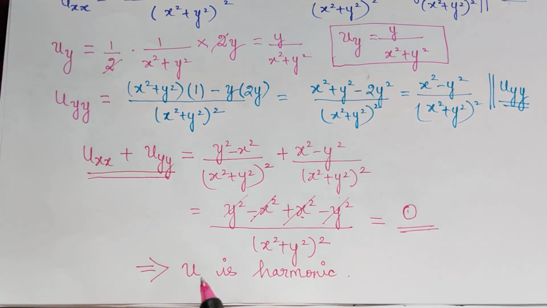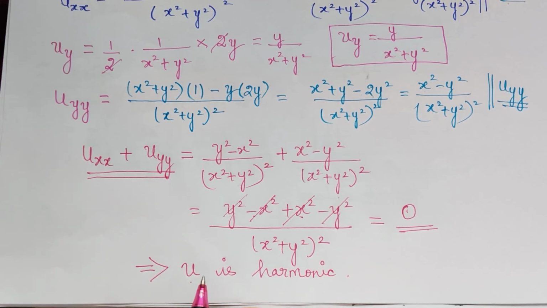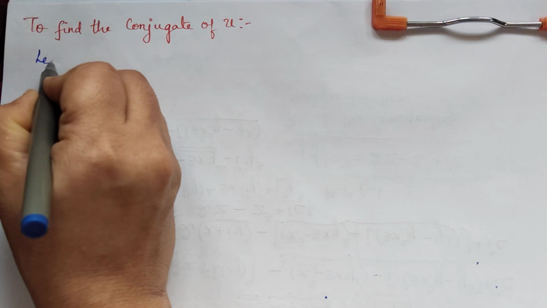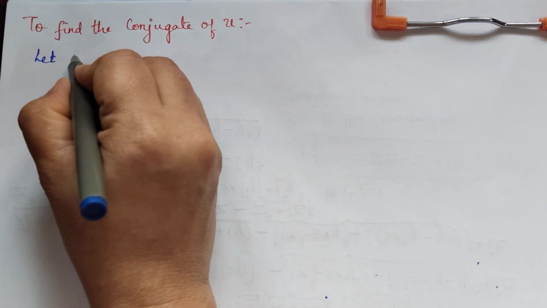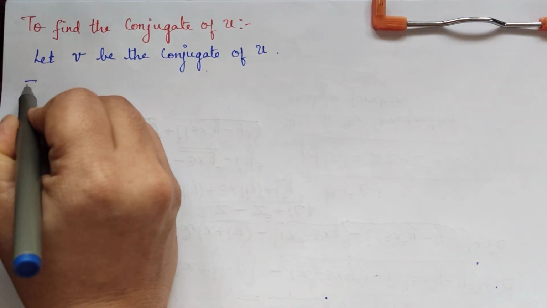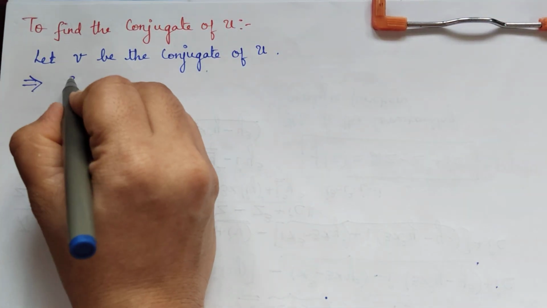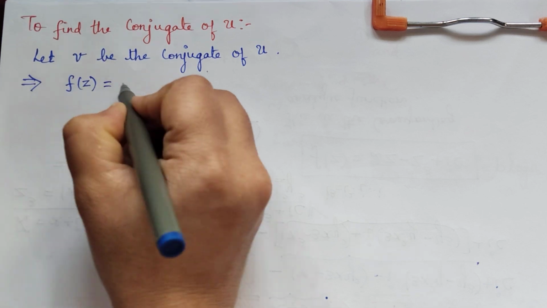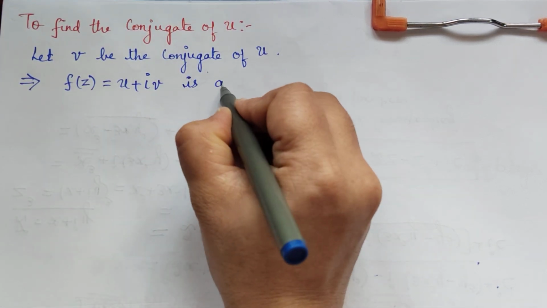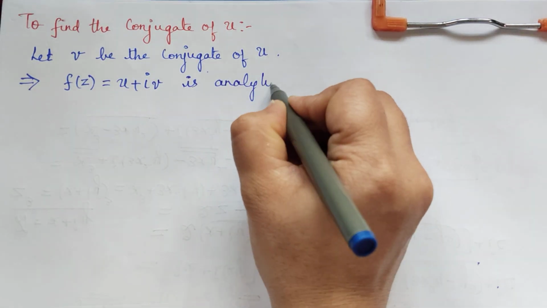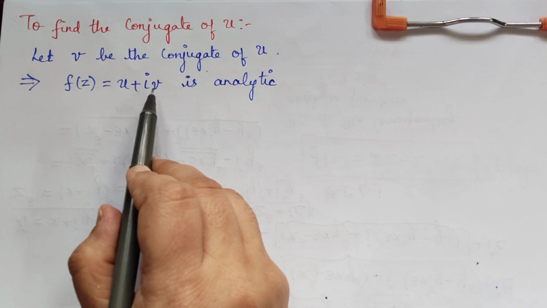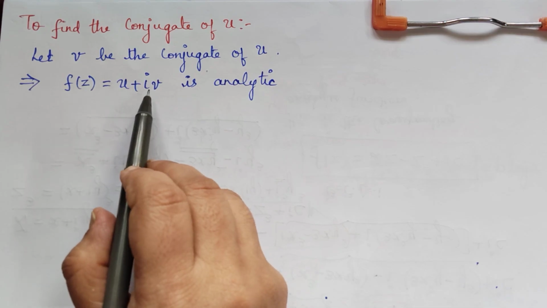Next we shall find the harmonic conjugate of u. So now in order to find the conjugate of u, let us consider, let v be the conjugate of u. So by the definition of harmonic conjugate, we see that if v is the conjugate of u, then the function f of z equal to u plus iv will be analytic. So this is analytic. So it means that it will satisfy the CR equation, that is the function u and the function v will satisfy the CR equation.